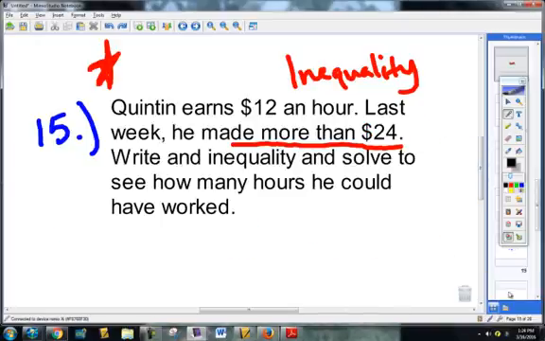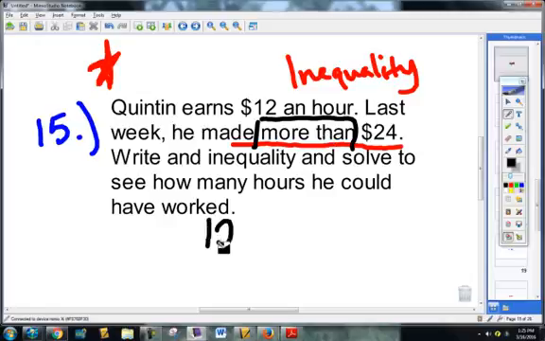Now, this was the most missed question on the entire test right here. That's why I got a star on it. Okay? So, when I'm doing this question right here, Quentin earns $12 an hour. Last week, he made more than $24. If it would have said he made $24, you guys would have all known he worked 2 hours, right? Because 2 times 12 is 24. But it says more than, so you got to be a little bit creative here.